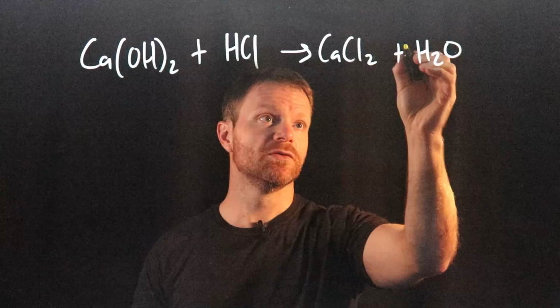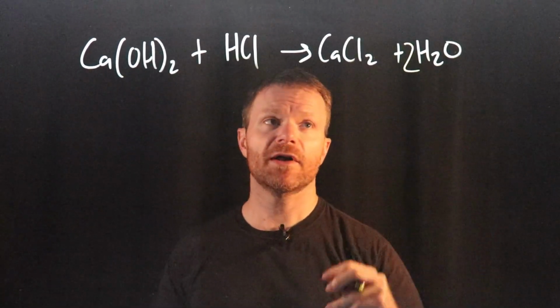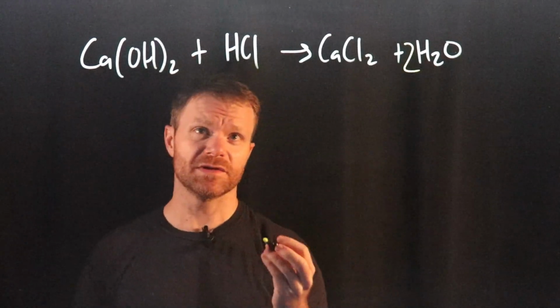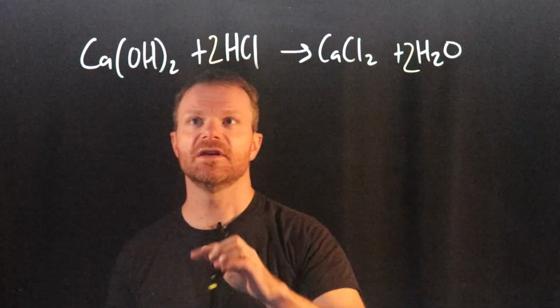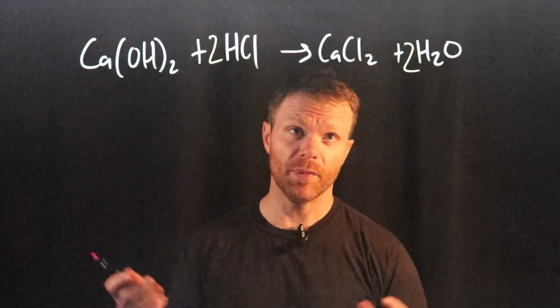Okay, so let's put a 2 in front of that H2O. Now we have 2 oxygens in the reactants, 2 in the products. Those are good. We don't have enough hydrogens though, so let's put a 2 in front of this. And now we have 4 hydrogens, 2 chlorines, 2 chlorines. We're all balanced.